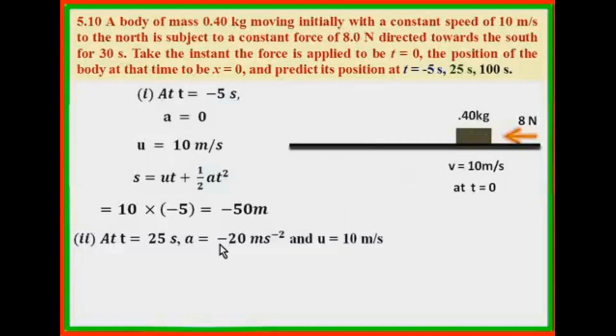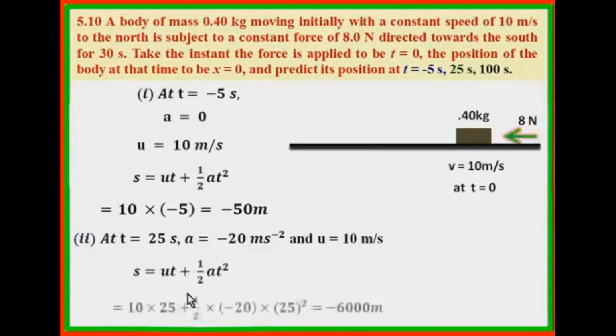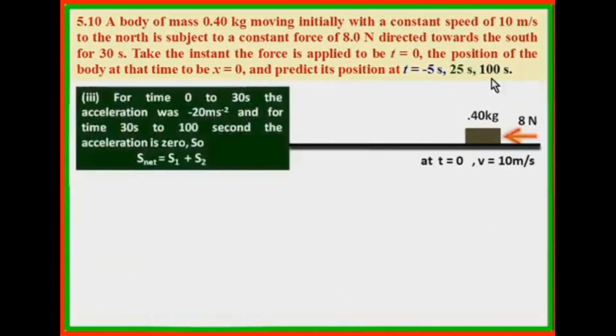When it comes to the second case, at 25 seconds, we wanted to know the distance. The acceleration can be found from mass and force. So force is equal to mass into acceleration, and acceleration is equal to force over mass, which is minus 20 meter per second squared. We substitute the value in the second equation, which gives us minus 6000 meter for the 25 seconds.